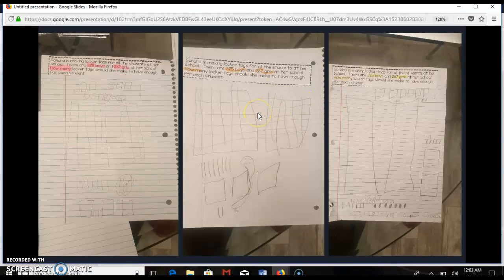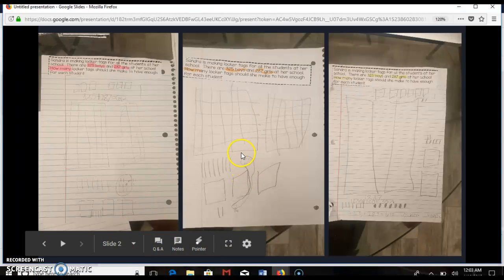Overall, these students did very well for the most part. It seems that they're understanding how they can break down a number in hundreds, tens, and ones.